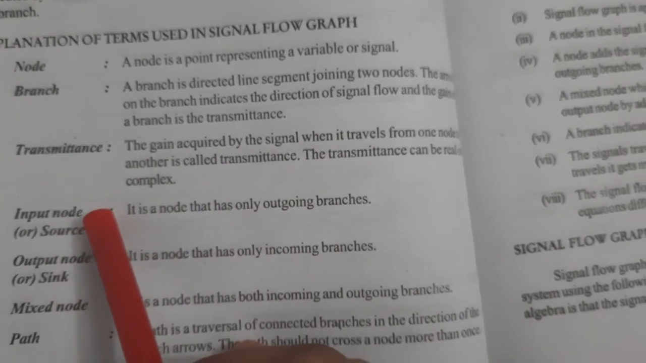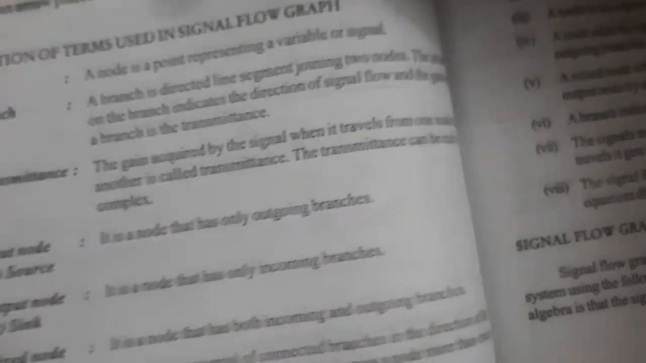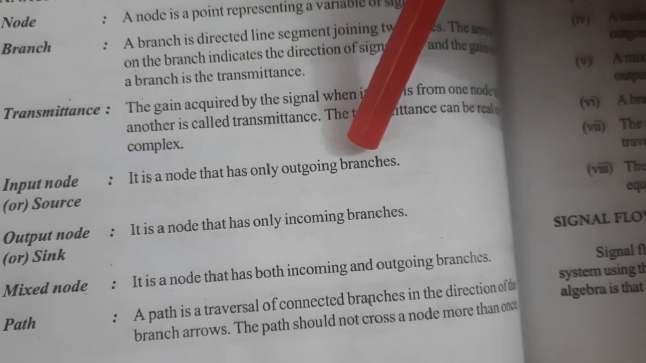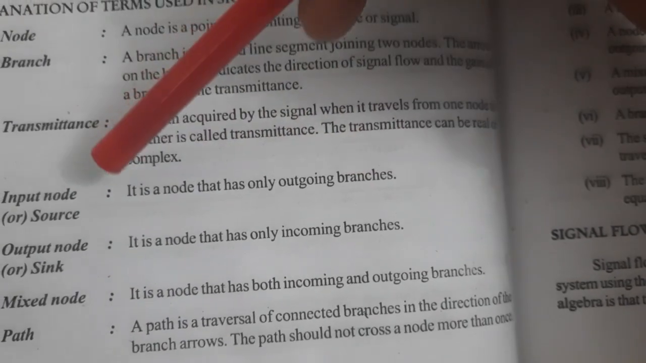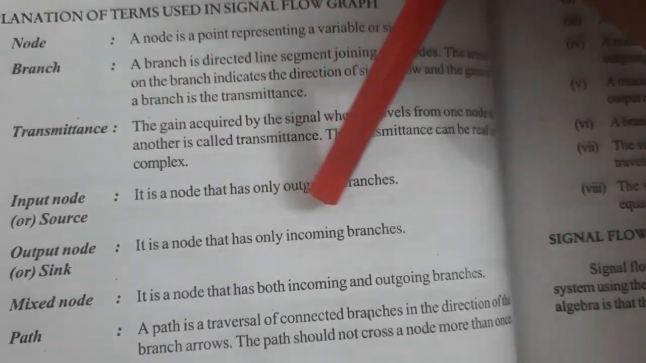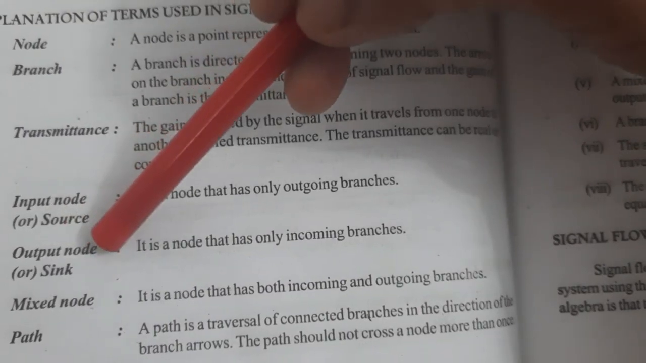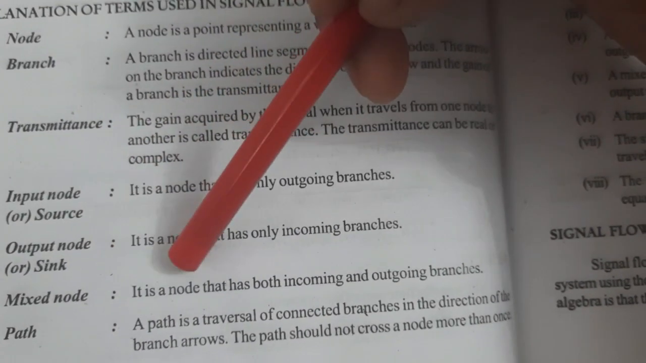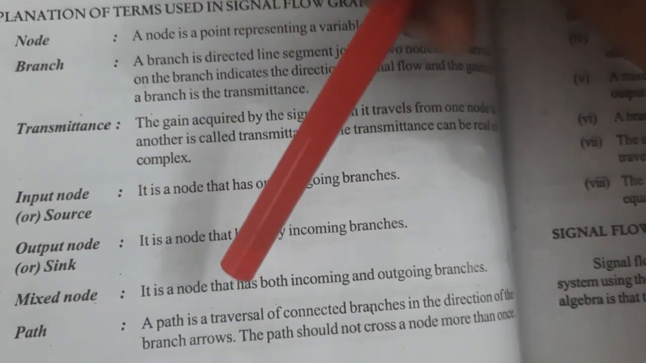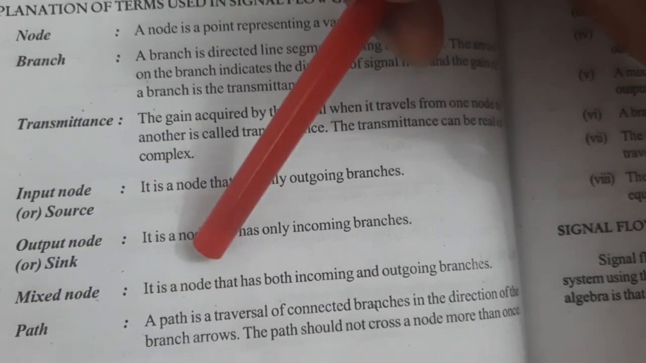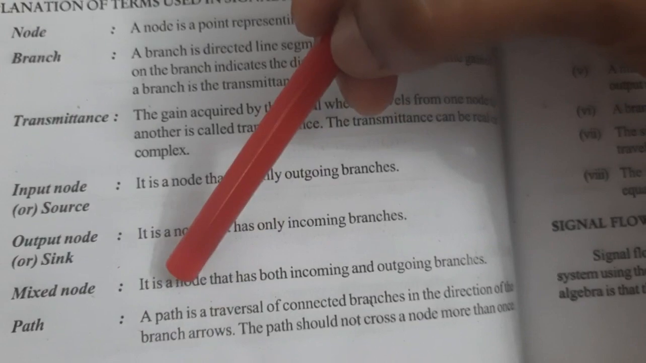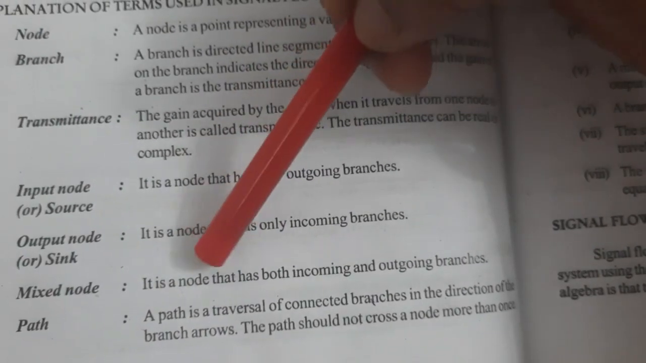Next one is input node or source. It is a node that has only outgoing branches, and that is known as source. If the node has only incoming branches, that is known as output node or sink. Mixed node is the node that has both incoming and outgoing branches. And path is nothing but the arrangement of nodes in the same direction, where the arrows on each branch point in the same direction.